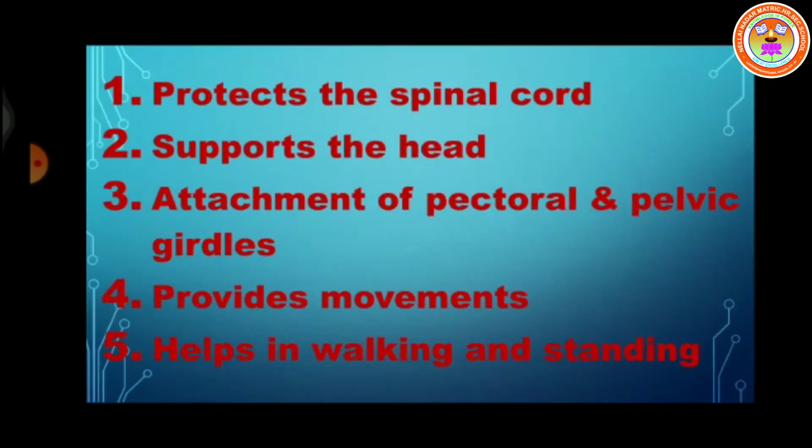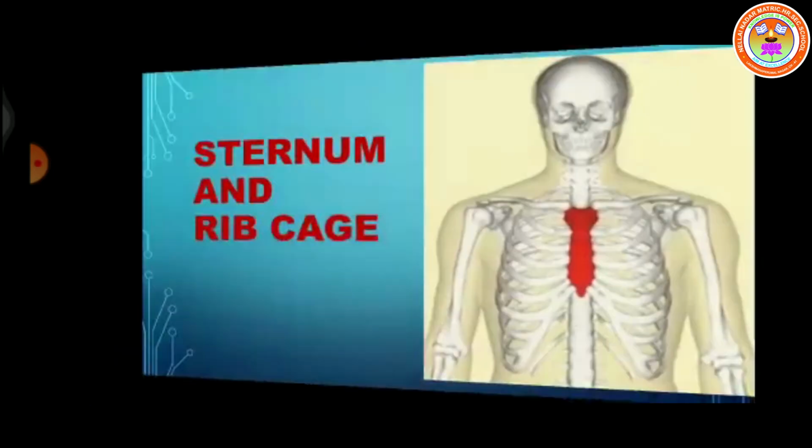Now the third part: what is the function of the vertebral column? The vertebral column protects the spinal cord and provides support to the other organs, and it serves as attachment for other bones. It also provides movement for the entire body, how we can move, and we can stand and walk because of the vertebral column. These are the very important functions of the vertebral column.